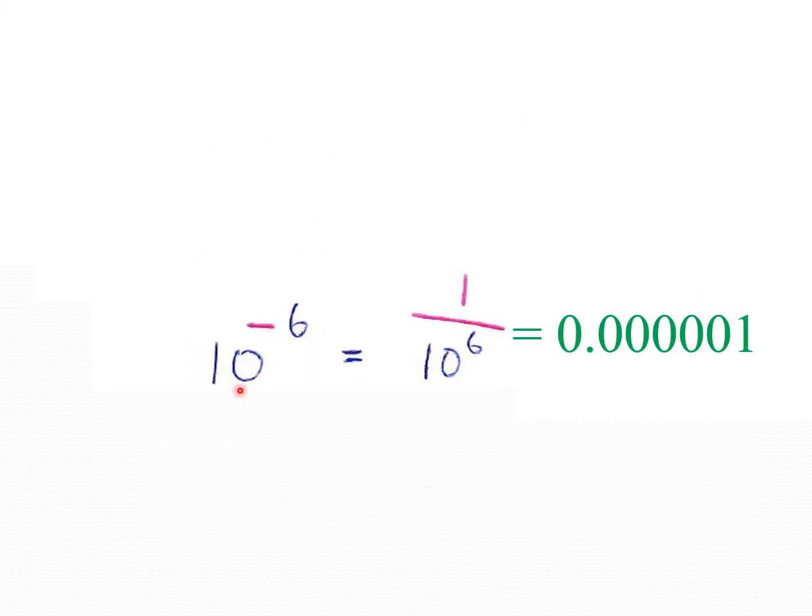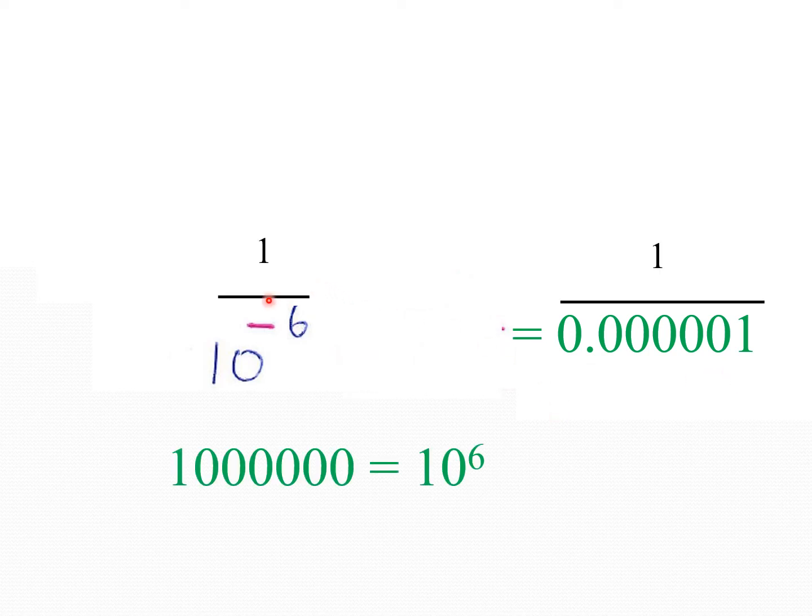So again, let's remind you, 10 to the minus 6 is the same as 1 over 10 to the 6, equals 1 over a million, 0.000001. Now, 1 over 10 to the minus 6. What's 1 over 10 to the minus 6 equal to? A minute ago we had 10 to the minus 6. But let's look at 1 over 10 to the minus 6.